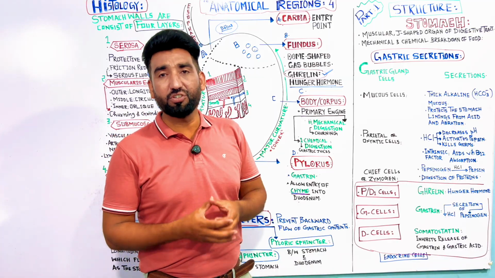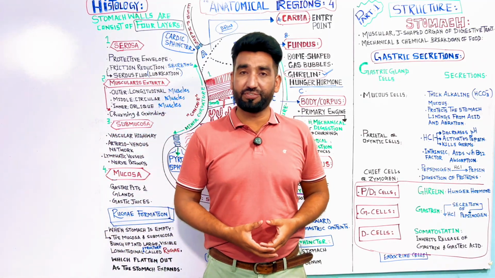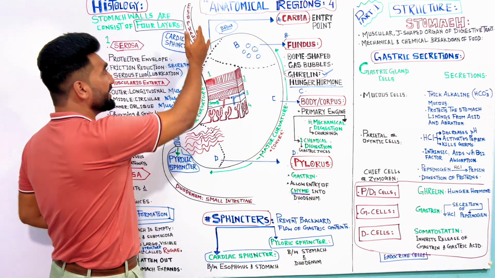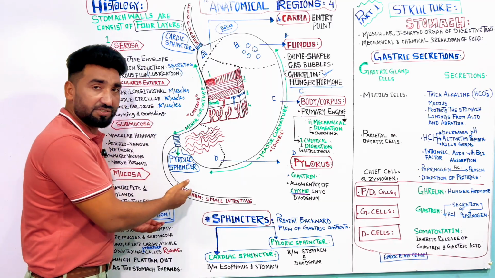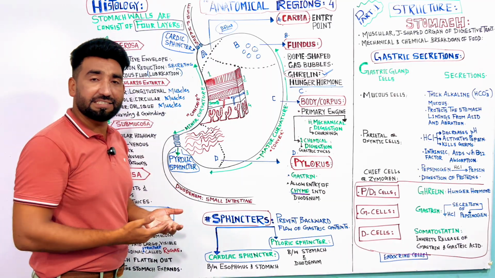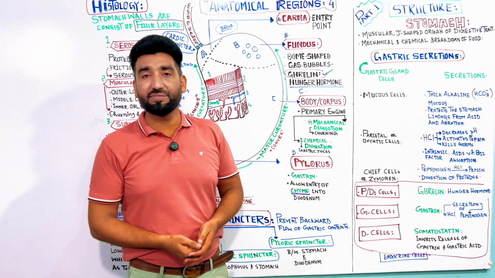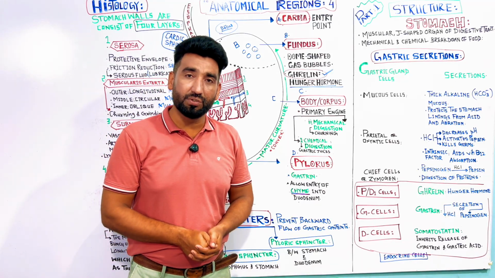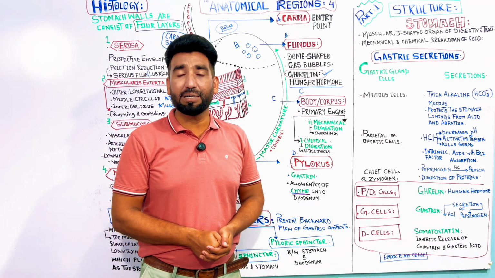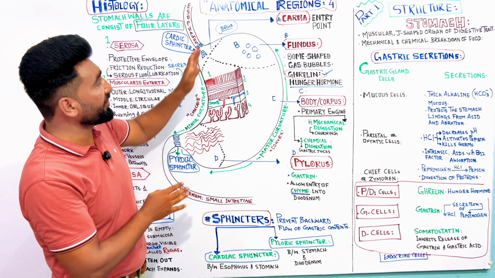The stomach is a muscular J-shaped organ of our digestive tract that is present between the esophagus and the duodenum, the first part of the small intestine. The stomach is involved in mechanical as well as chemical digestion of food. First of all, we are going to study its four anatomical regions.